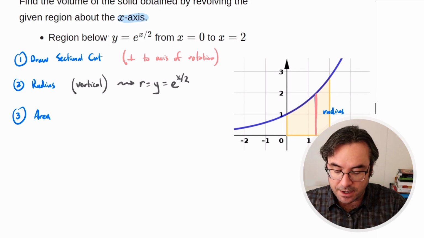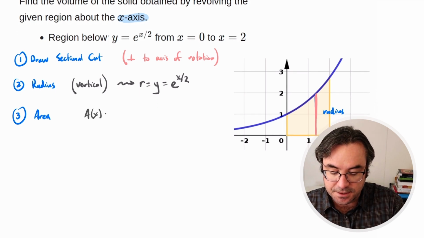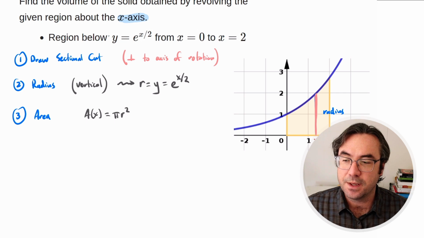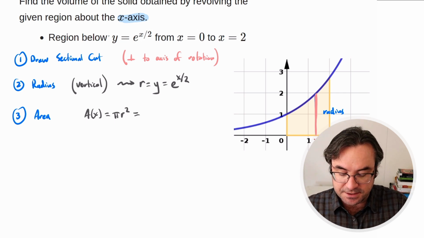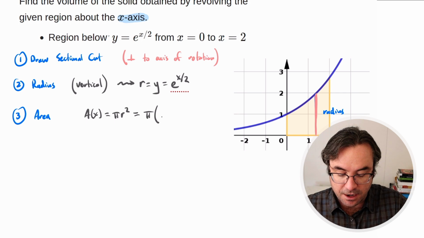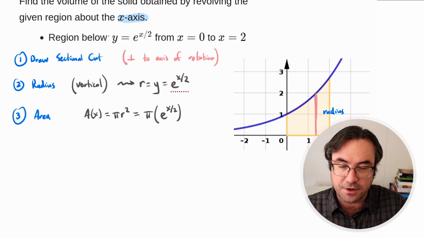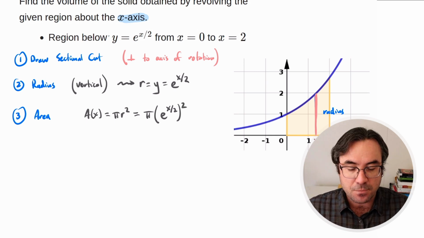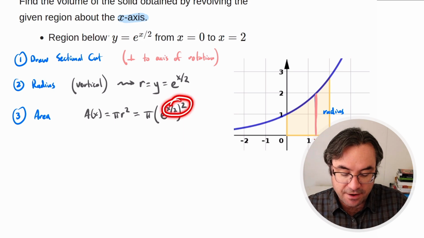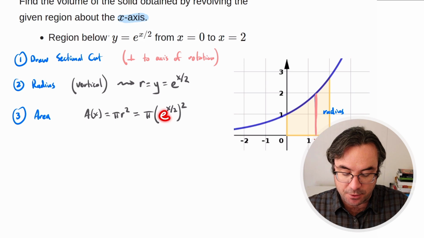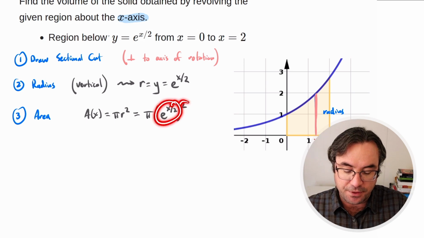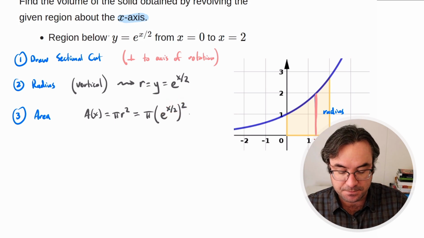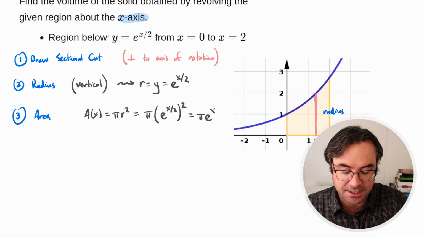Our area, in this case, we're looking at just a disk, so it's pi r squared. If we fill in our radius, the r value is the value of our function, so e raised to the x over 2, and we're squaring that. When we have multiple exponents like this, the number e raised to a power, and then that whole thing raised to a power, we can simplify this. We just multiply the exponents. So this ends up being pi times e to the x.